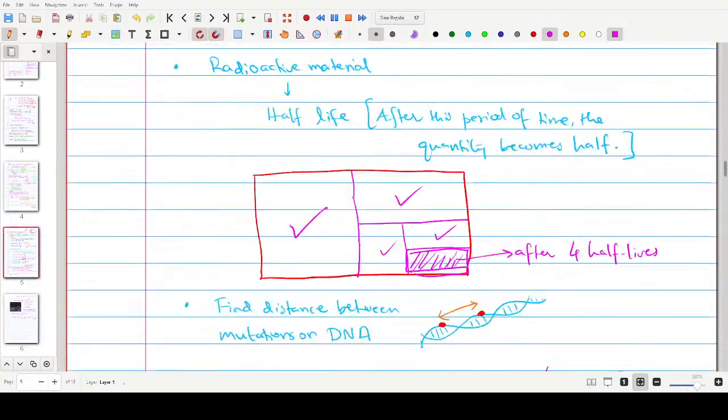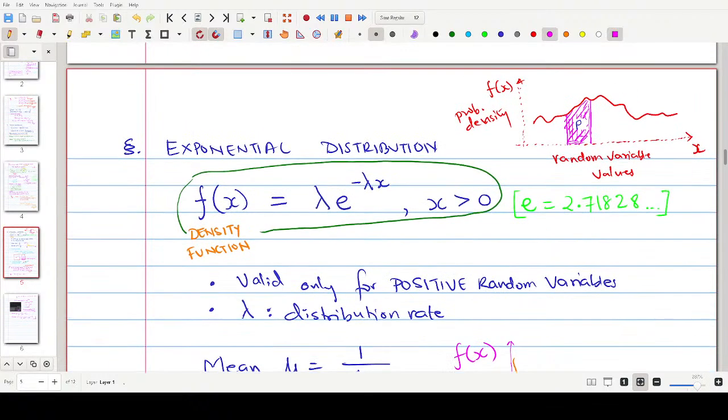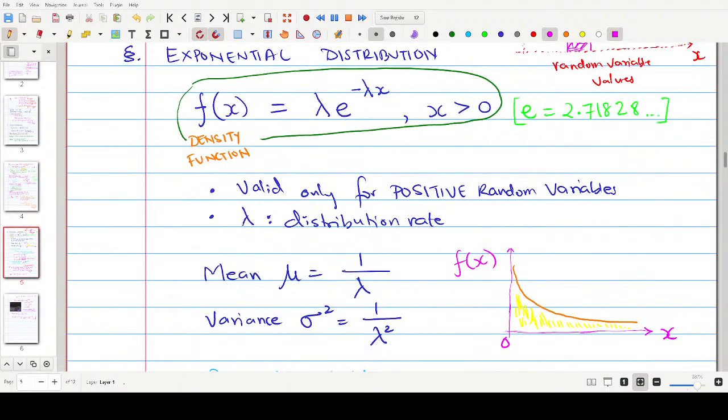So what we did from the beginning is we have identified the probability density function of the exponential distribution, that is lambda times e to the power minus lambda x. And this is true only for x which is greater than 0. For negative values of x, we do not have this particular formula. Here lambda is the distribution rate, and the mean and variance are given towards the bottom of the screen. You can see that mean is 1 by lambda and the variance is 1 by lambda square.